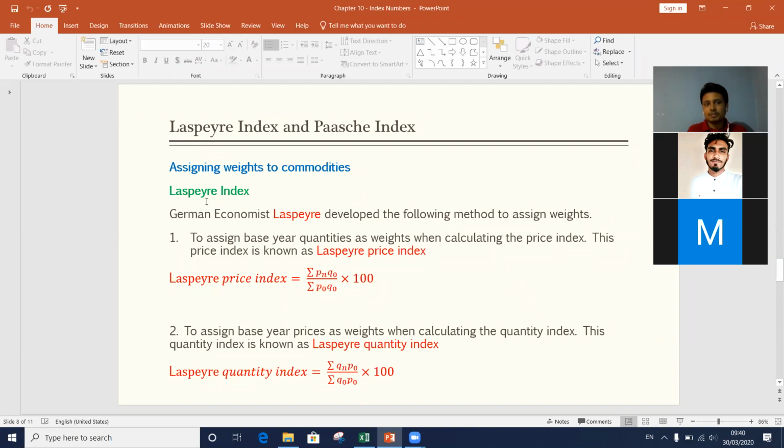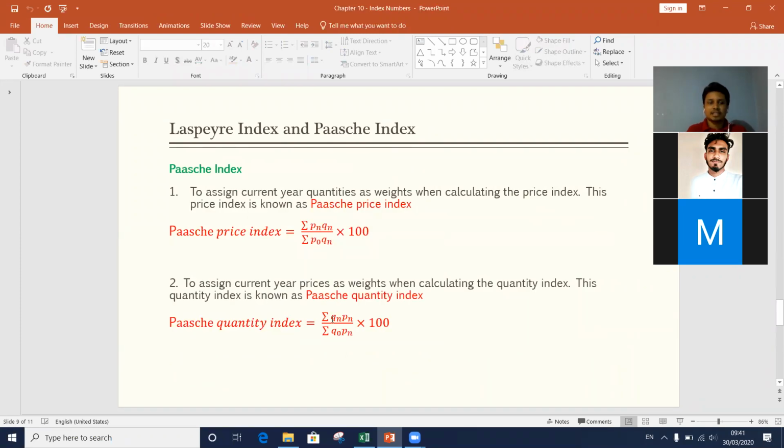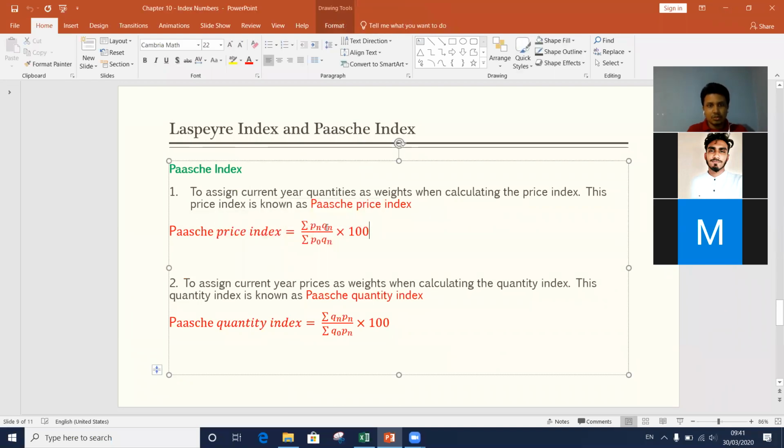As Laspeyres said, for the price index we consider base year quantities as our weight. If it is the Laspeyres quantity index, we consider base year prices, P naught, as the weight; here it is Q naught. Paasche is the other side: consider the current year figures as the weight. For the Paasche price index, the weight is current year quantities, Qn values. If it is the Paasche quantity index, what we have considered as the weight is current year prices.